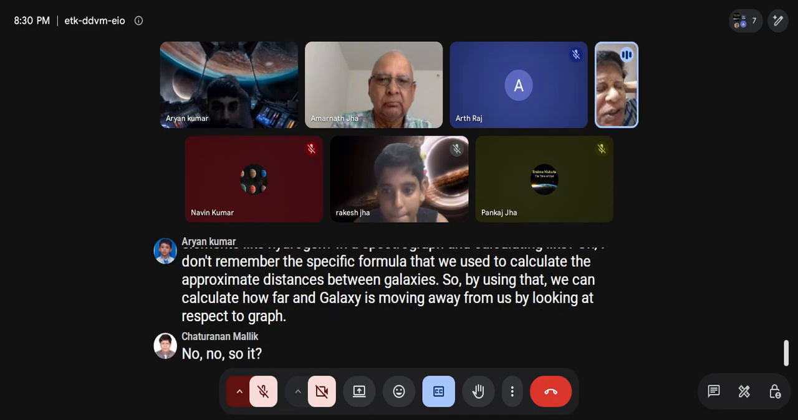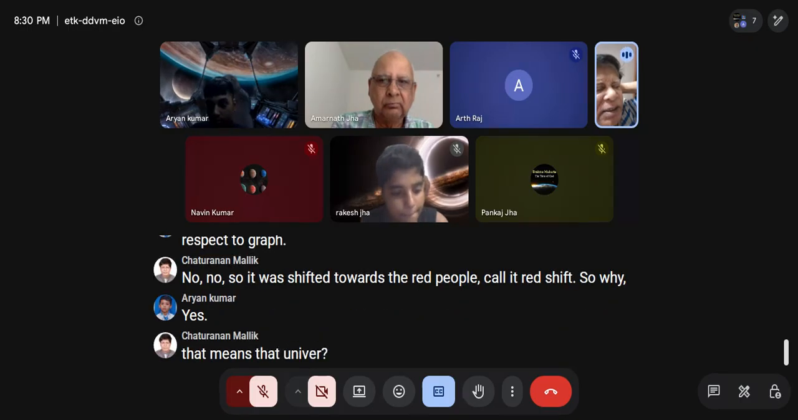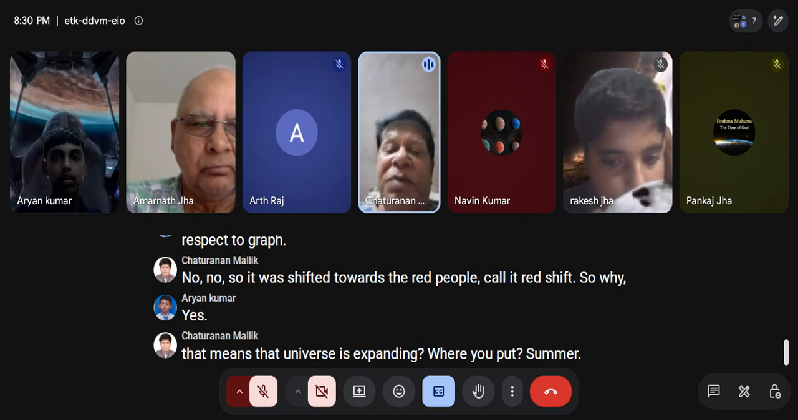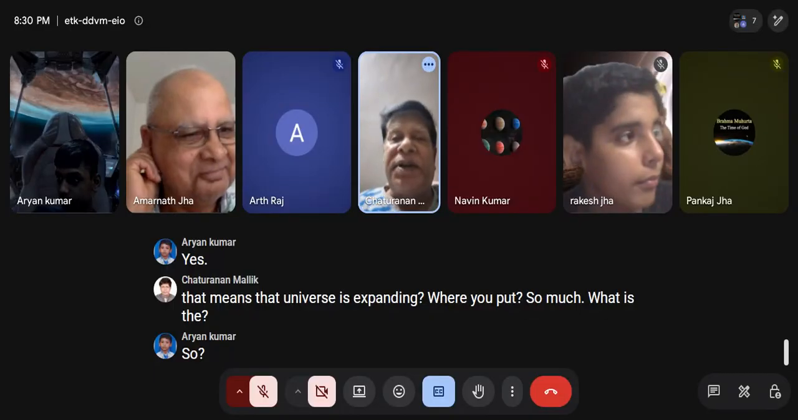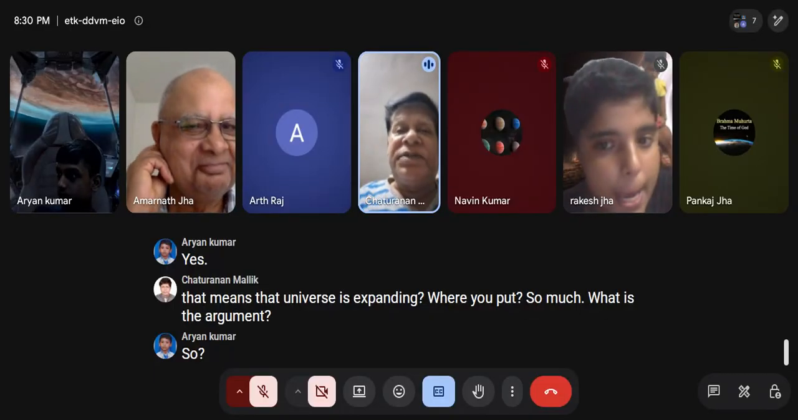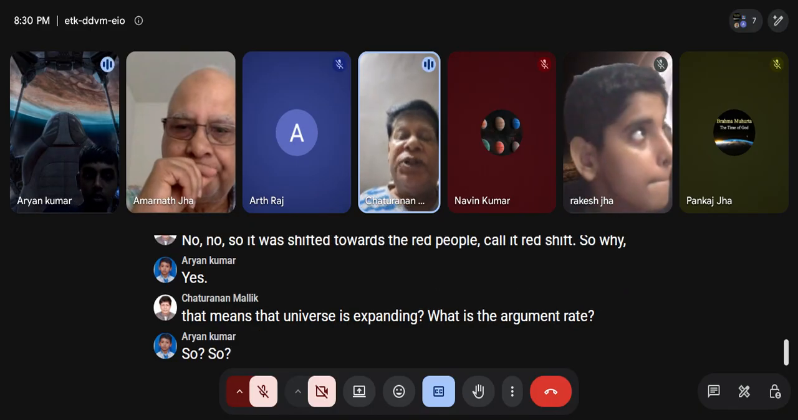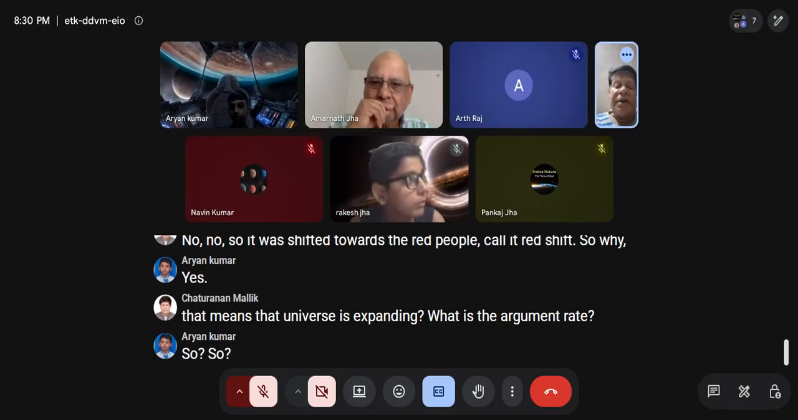So it was shifted towards the red. People call it redshift. So why does that mean that the universe is expanding? What is the argument that the lines shifted towards red, all the lines, and how do we conclude from that that the universe is expanding?